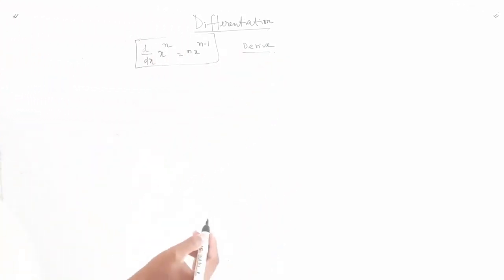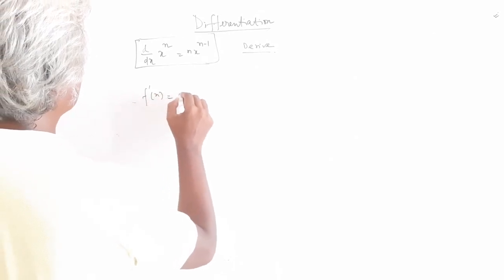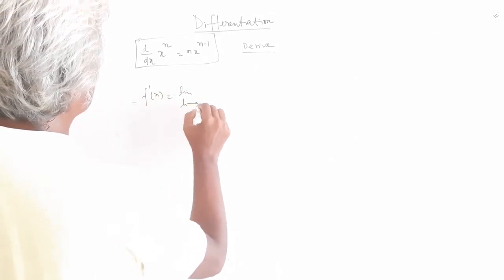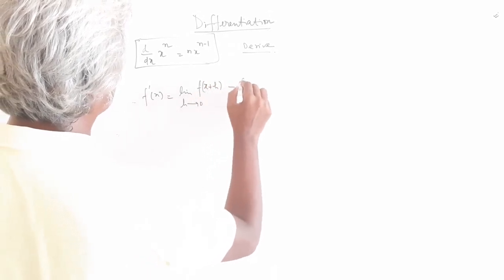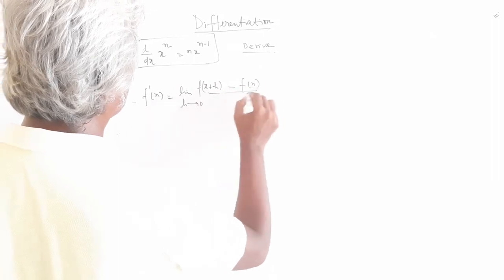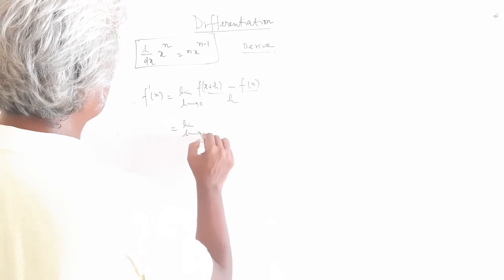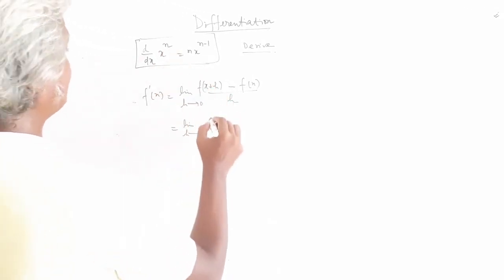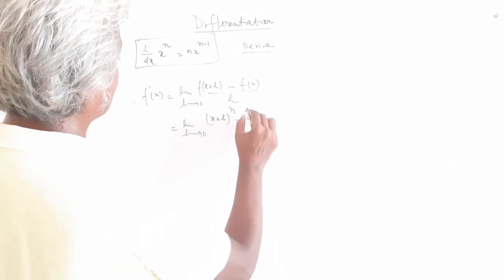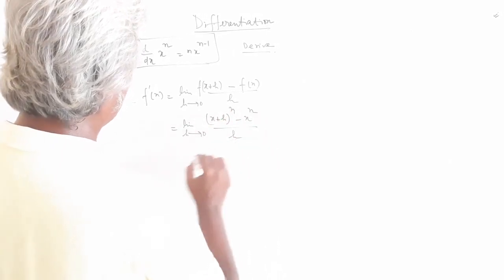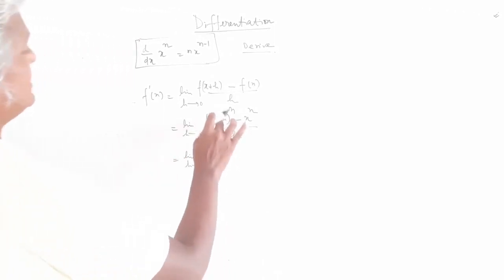So again we'll be using the ab initio method. So we write f dash x is limit h tends to 0 f(x plus h) minus f(x) over h. So limit h tends to 0, f(x plus h), at this place, becomes (x plus h) whole to the power n minus x to the power n over h. Now this is limit h tends to 0, (x plus h) whole to the power n.